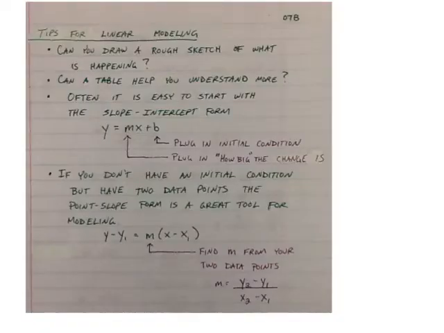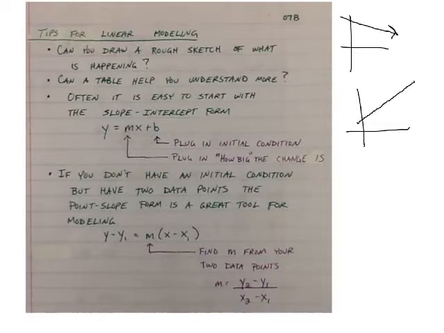So linear models can come in lots of different forms, and so it's somewhat difficult to give you enough examples to show you all the different forms they can come in. So I've provided some general tips to help you in linear modeling. Can you draw a rough sketch of what's happening? My building value went down, or perhaps over time the dollars per hour I get paid will go up.